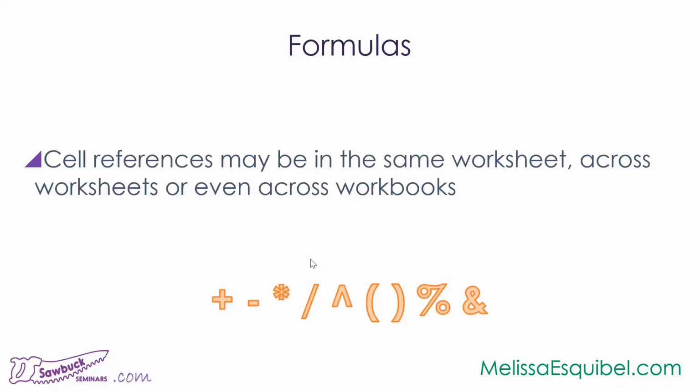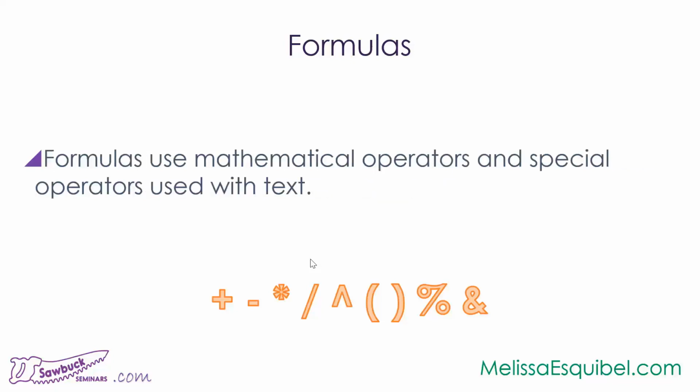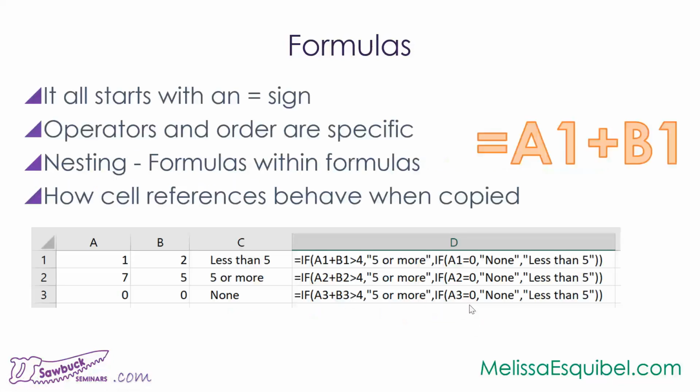So you can use one workbook if you have it open, and you can type an equal sign and point to a cell in another workbook, and now you've created a formula across workbooks. So formulas are really powerful in that way. They use very specific formats and mathematical operators. So there's a way that you type formulas in so that Excel recognizes what you want to do. There are even special operators you can use to create a formula for text, and that's that ampersand right there. We'll see how that looks in a minute.